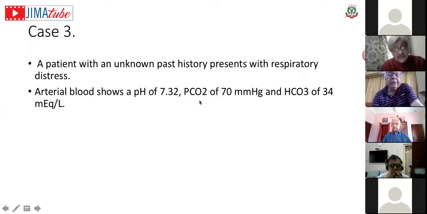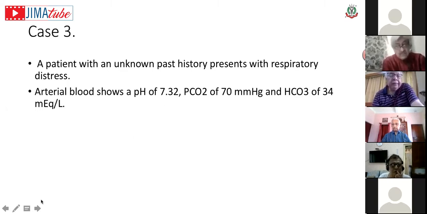What else could respiratory acidosis be? Metabolic acidosis with respiratory acidosis. Sure. Okay. So let me discuss this. There are a few possibilities here.